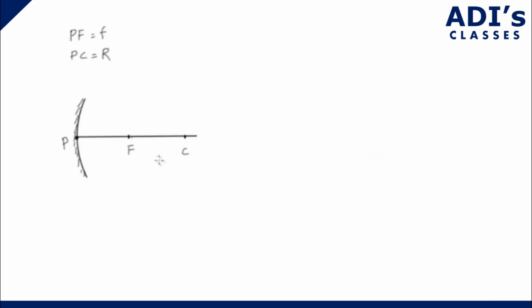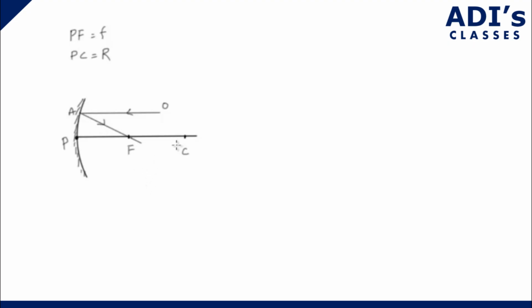Now we are trying to find a relation between f and R. So let's imagine that we have some ray of light which is coming parallel to the principal axis, so it passes through the principal focus. Let's say it's coming from O and it reaches a point A on the mirror, and then it reflects back. Now this is the given ray of light.